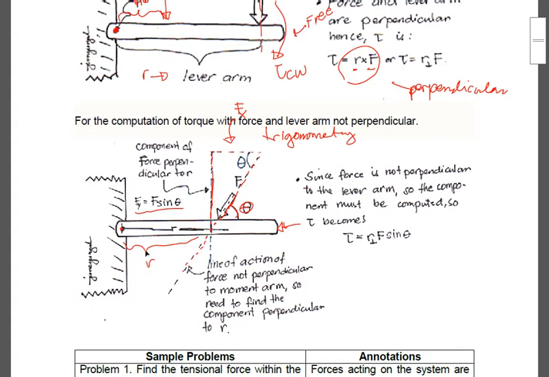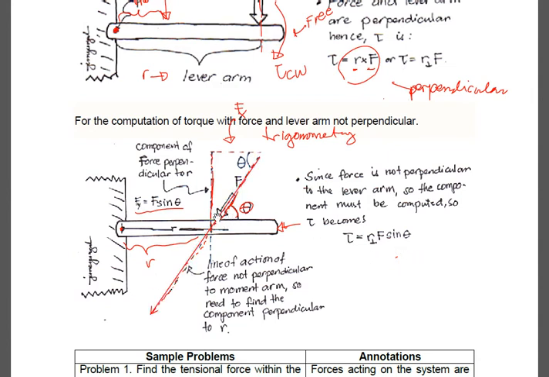Say I have here the R, and I have here the line of action of force. So this is the line of action of force. Okay, so you have here the line of action, and that line of action, say this one. So this is the line of action of force.